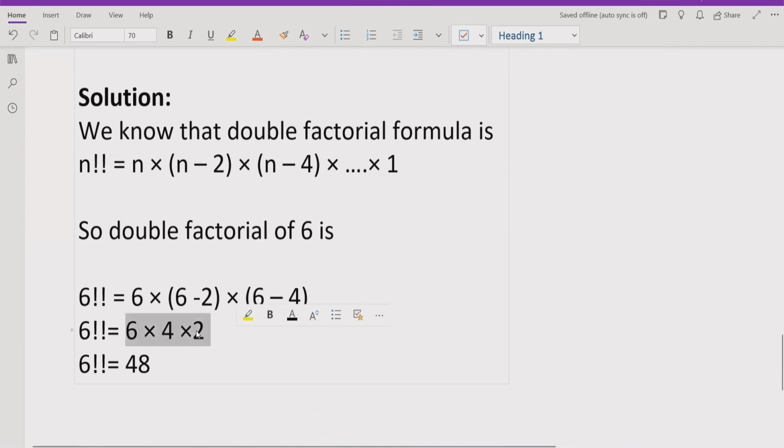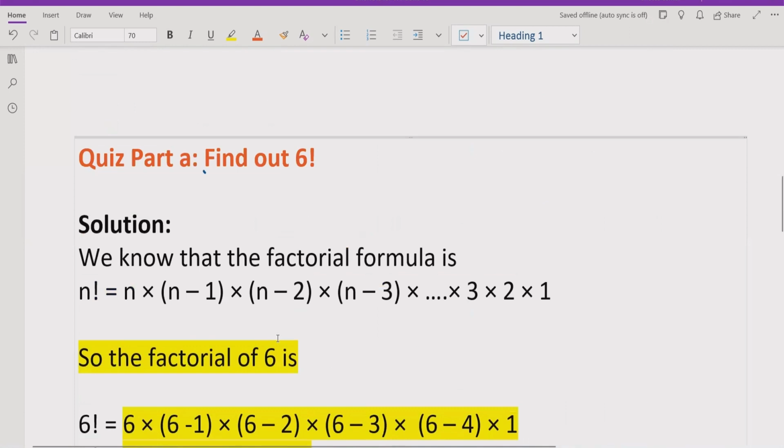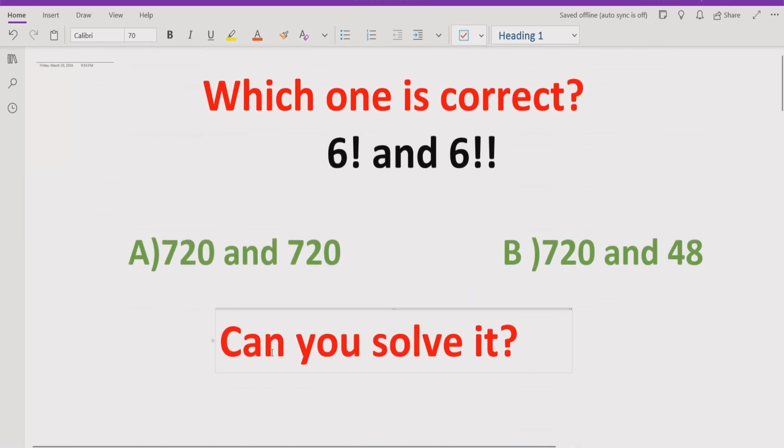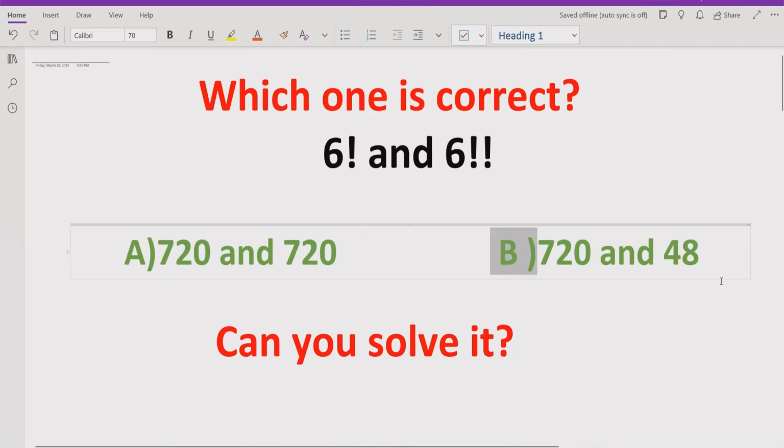Because this number is even, we have to multiply all even numbers down to 2. So here we have 6 multiplied by 4 multiplied by 2, and after multiplying these numbers, we will get the answer 48. So the correct answer of 6 double factorial is 48. If you see in the answer list, answer B is correct. 720 is for 6 factorial, and for double factorial we get 48. So answer B is the correct answer.